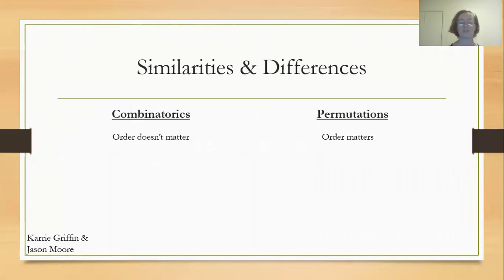The difference is that with combinations, the order doesn't matter, but in a permutation, the order matters. The similarity between the two is that both are about grouping different items or numbers together.